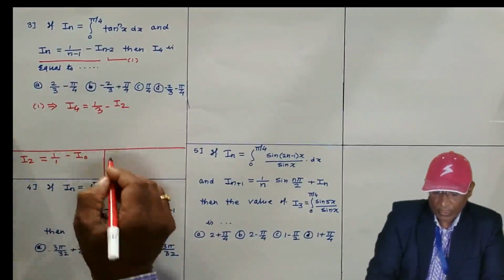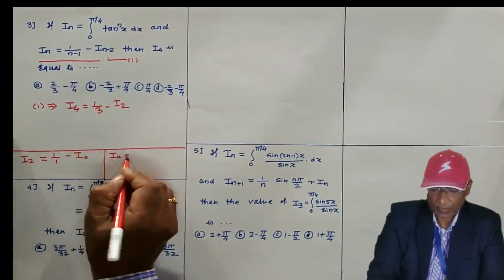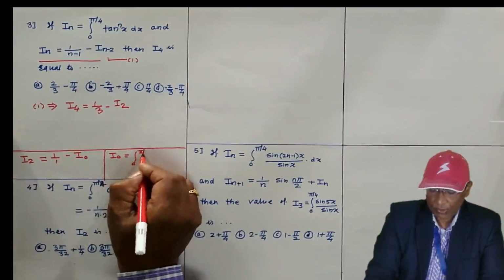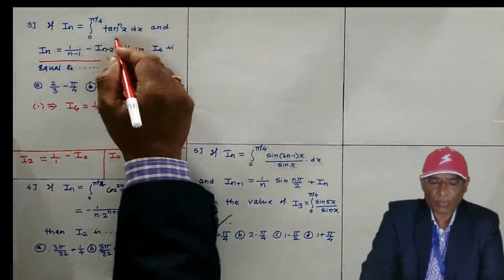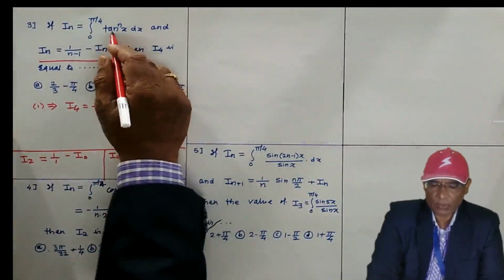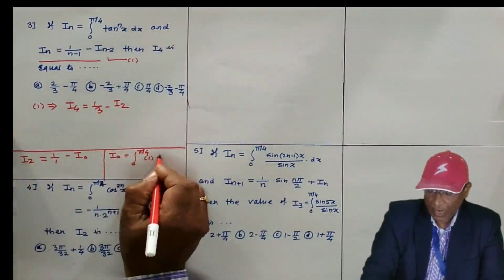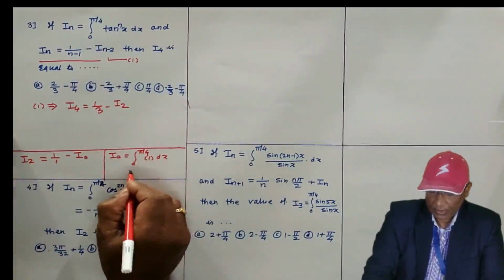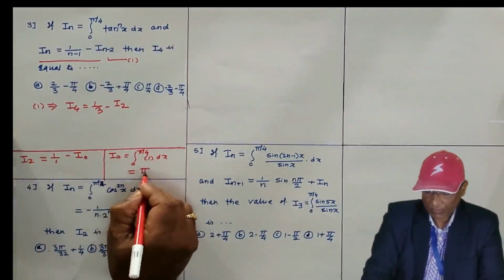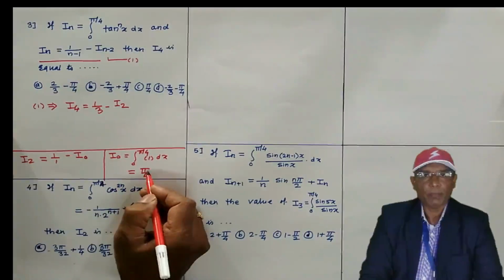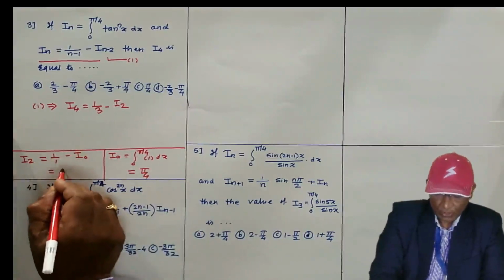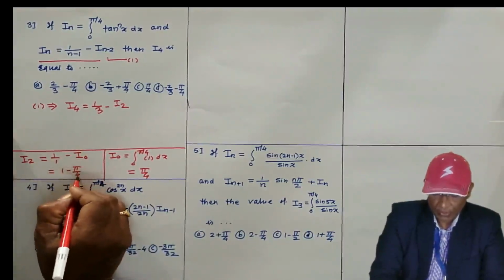And find the value of I0 separately. Previously we have done it, 0 to pi by 4. From the definition we have to find the value of I4 and I1 and I0. So put n equal to 0, tan raised to 0 is 1. And the integral of 1 in the limit 0 to pi by 4 is pi by 4. Then put the value of pi by 4, I0, here. Then 1 minus pi by 4 is the value of I2.